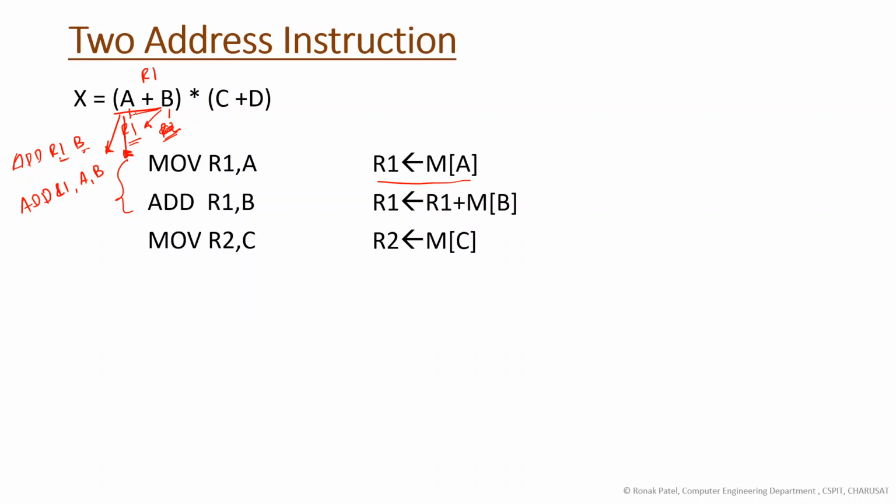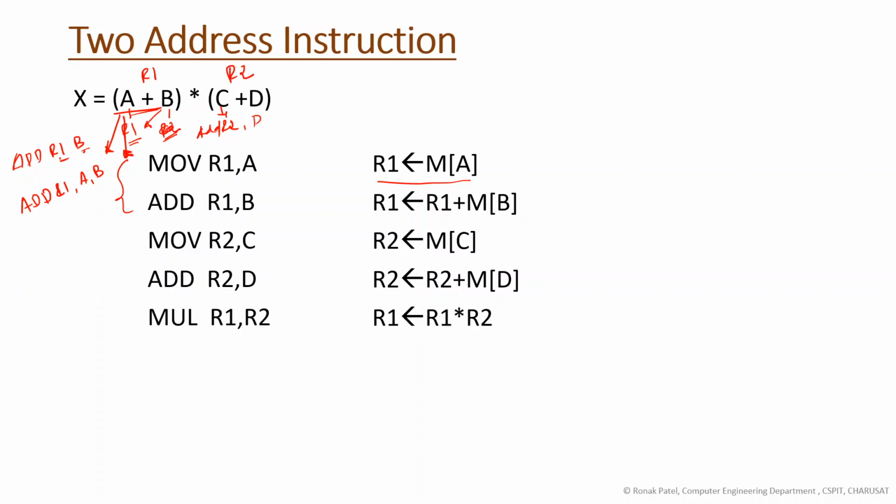Now next, again same thing that we have done here, same two steps you need to follow. Take this value into R2, add with D, right? R2 comma D and add. That thing I have written here. So the result will be stored in R2. Then multiply R1 comma R2, and the result will be stored in R1. This multiplication result will be stored in R1.